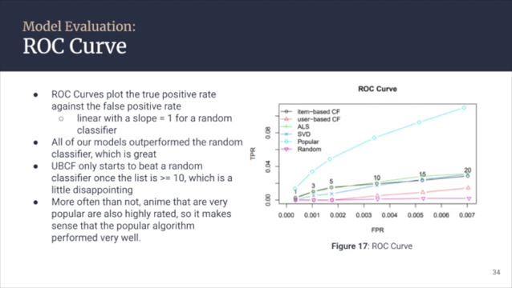All of our models outperformed the random classifier, which is great, but user-based collaborative filtering is once again the worst performer, with item-based collaborative filtering, alternating least squares, and singular value decomposition clearly ahead of it. More often than not, anime that are very popular are also highly rated, so it makes sense that the popular algorithm also performed very well.